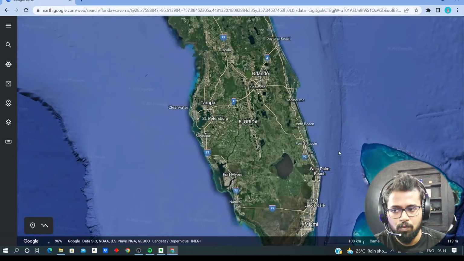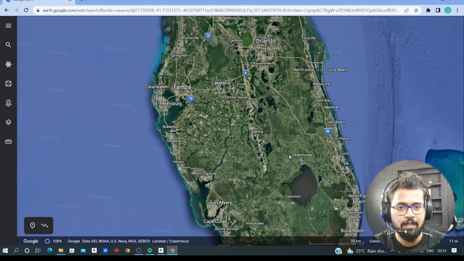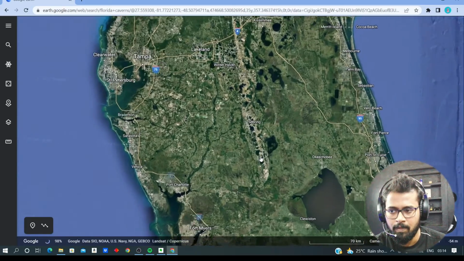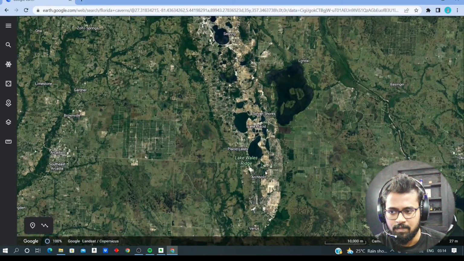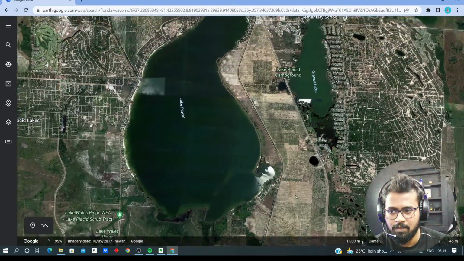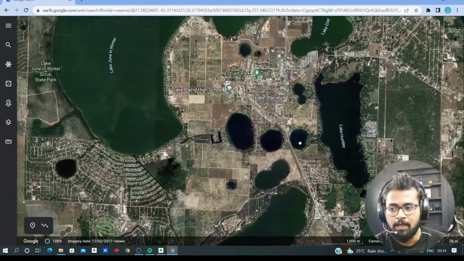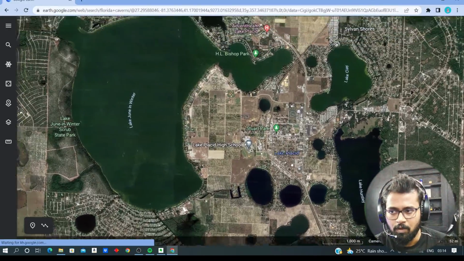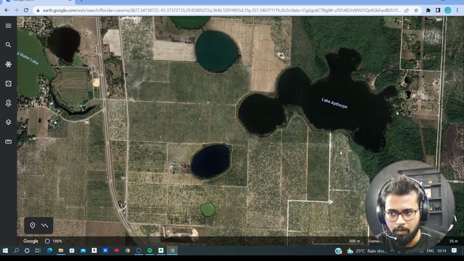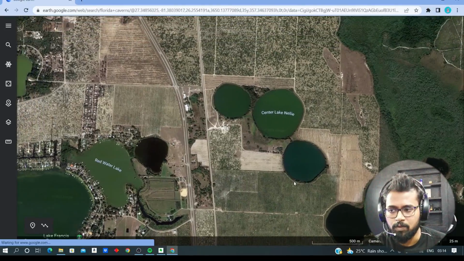right? If you zoom into Florida, you will be able to see a lot of lakes in the mid portion, in the central portion of Florida. So I'm zooming in, just focus, right? Starting from the south, you will be able to see an increased frequency in the number of lakes or the formation of lakes. So here you will be able to see a number of lakes. The circles, the shape of circles are actually lakes.